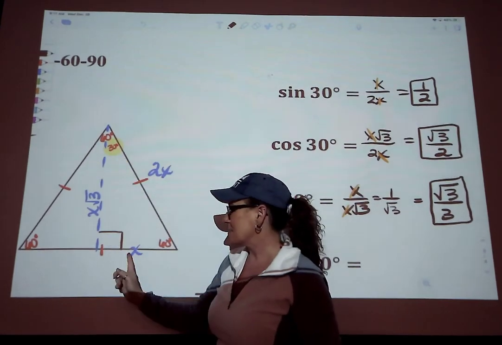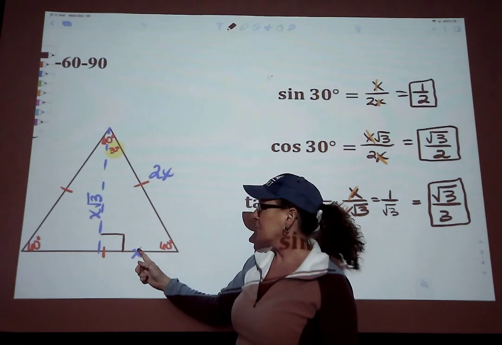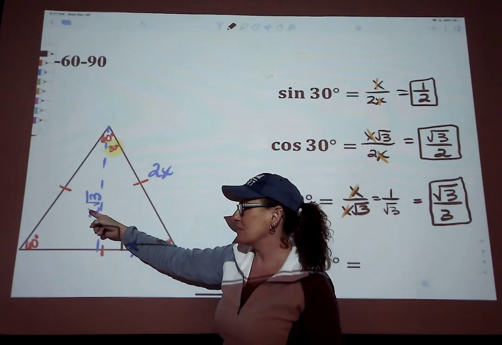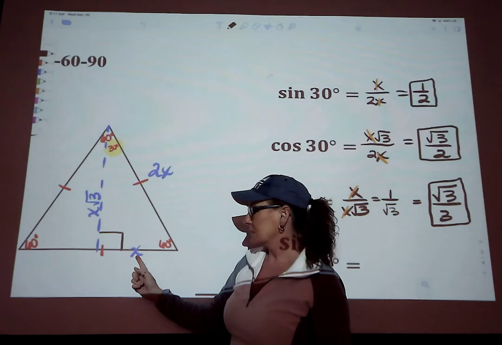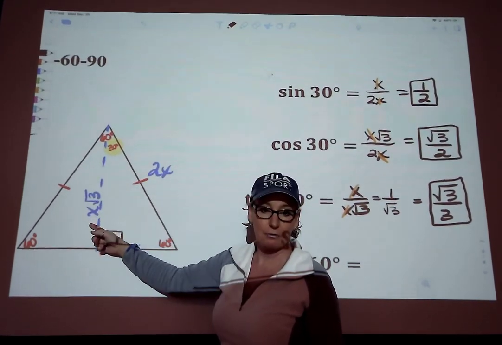And what's cool about this, it doesn't matter what this is. This could be 7. This would be 14. This would be 7 times radical 3. This could be 52. This would be 104. This would be 52 times radical 3.